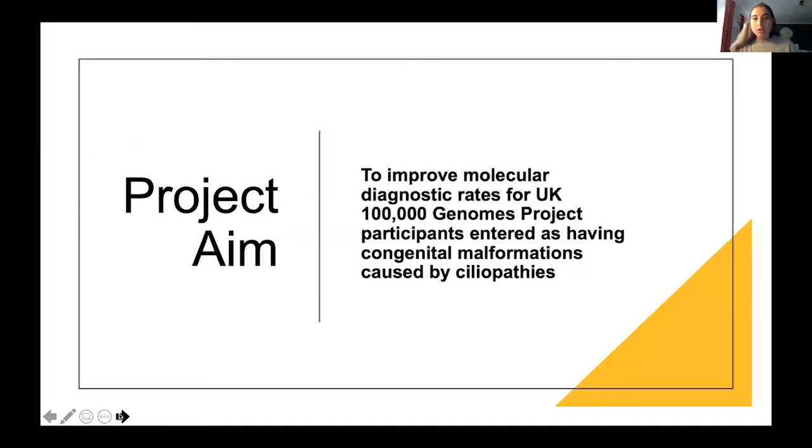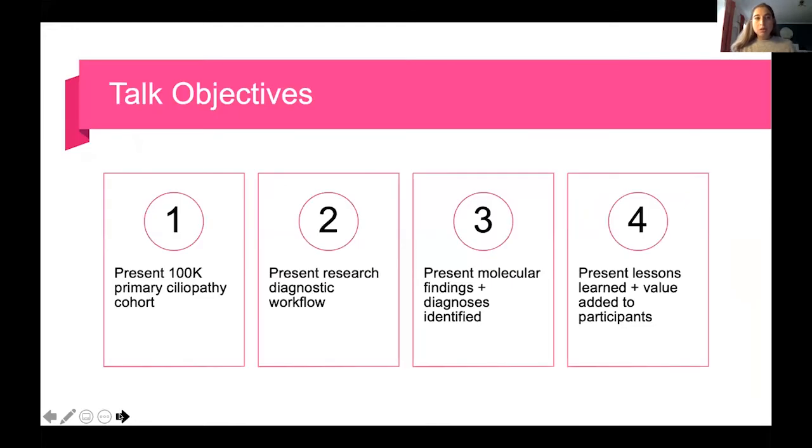So that was my overall aim: to see if we could develop strategies to improve diagnosis rates for the patients with ciliopathies that went into 100K. In my talk today, I'm hoping to present the 100,000 Genomes Project primary ciliopathy cohort, and then the diagnostic workflow that we developed in my PhD. I'm going to present the molecular findings and diagnoses we managed to identify in this project, and then some lessons learned and value added to participants.